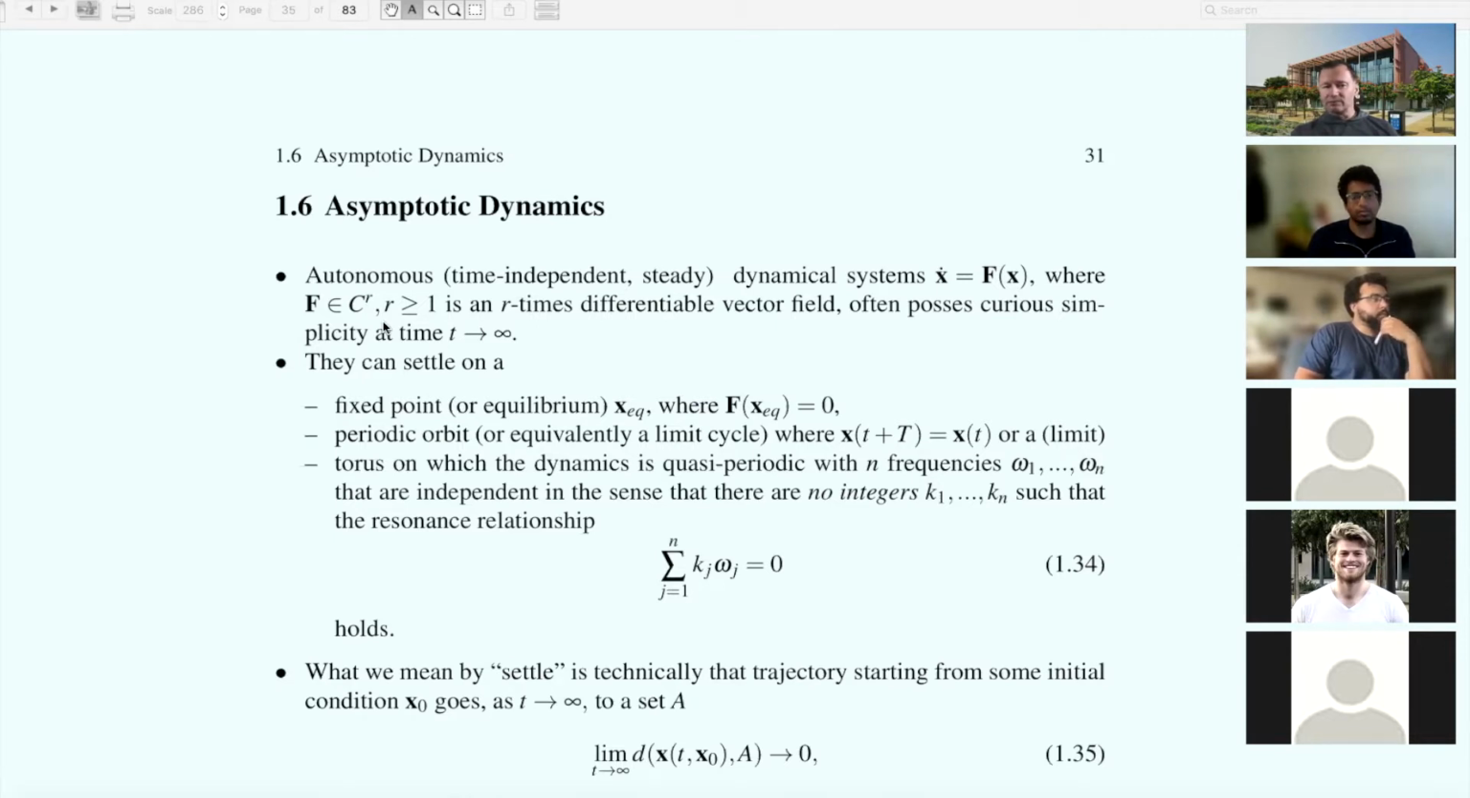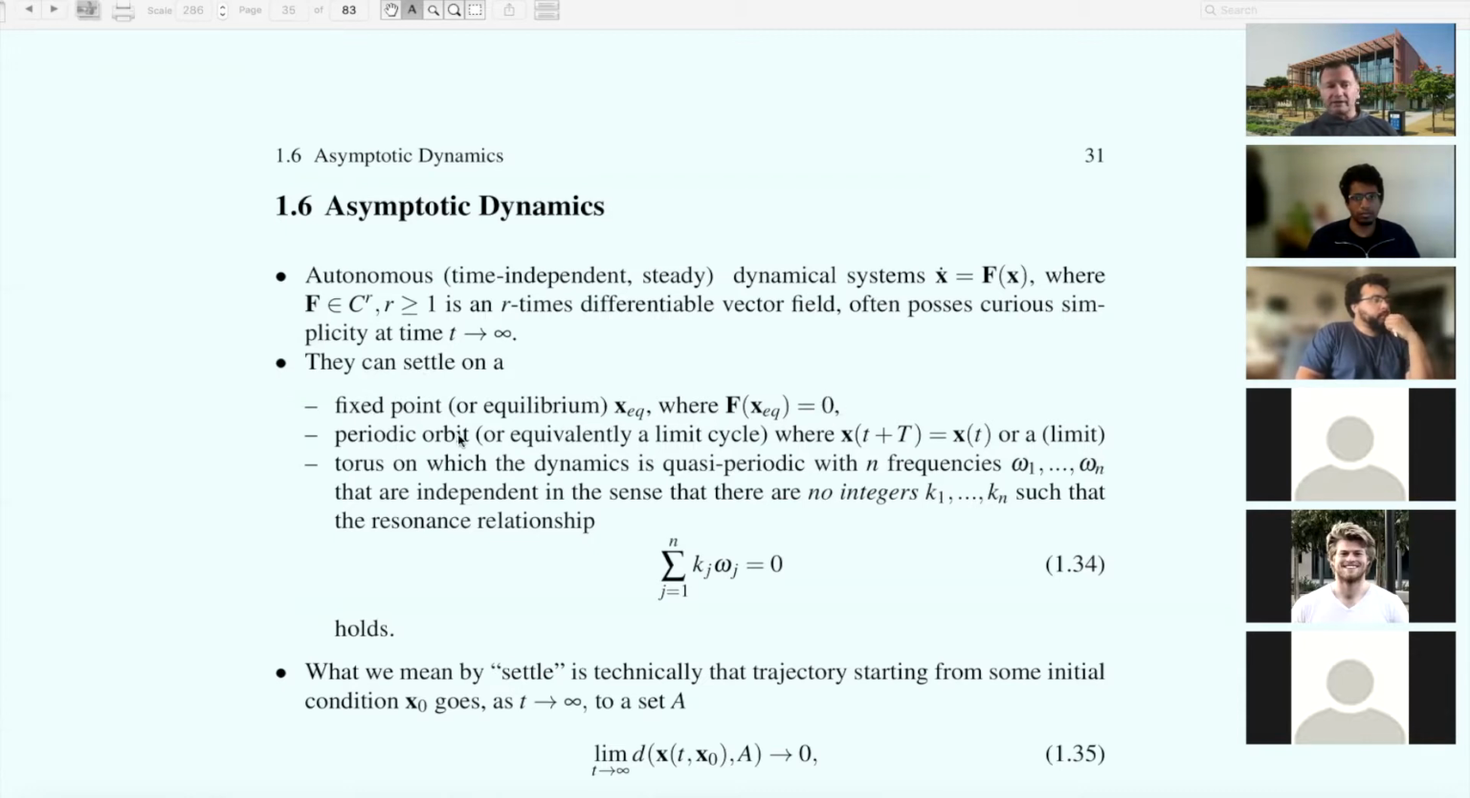Often these systems possess a very curious simplicity when time goes to infinity. So they settle asymptotically as time goes to infinity on perhaps a fixed point, some equilibrium, that can be easily identified by asking that f, the vector field at that point, x equilibrium, is equal to 0.